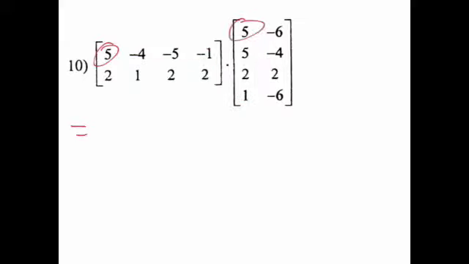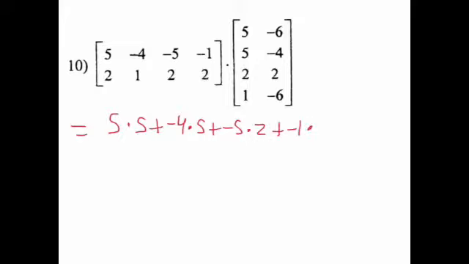So we're going to get 5 times 5, negative 4 times 5, negative 5 times 2, and negative 1 times 1. And we're going to add all those multiplication problems together. We're going to get 5 times 5 plus negative 4 times 5 plus negative 5 times 2 plus negative 1 times 1. That's going to be the first item in my first matrix, and I'm going to take this one and times by the second column.